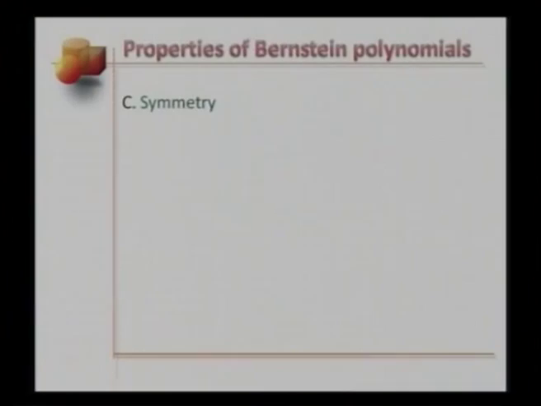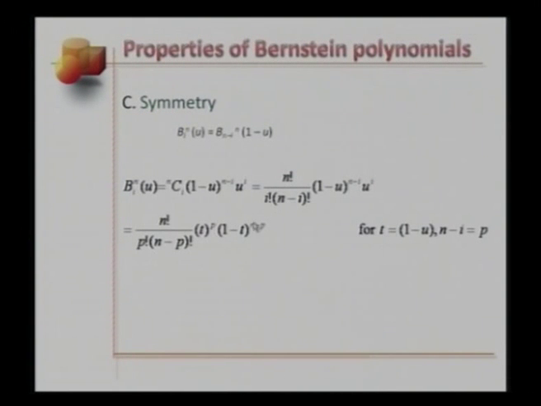The third property of Bernstein polynomials, symmetry. Capital B sub i super n as a function of u is the same as capital B sub n minus i super n as a function of 1 minus u. We start with the left hand side. B sub i super n is given by n combination i times (1 minus u) raised to n minus i times u raised to i, and we expand n combination i over here. This expression is equal to factorial n over factorial p times factorial n minus p times t raised to p times (1 minus t) raised to n minus p.